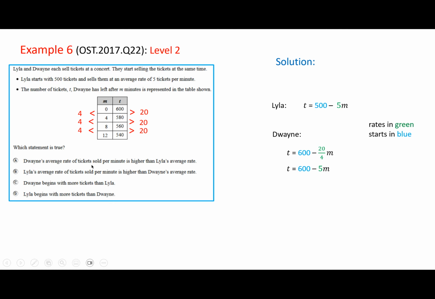Duane's average rate of tickets sold per minute is higher. Is this higher than this? No. Layla's average rate of tickets sold per minute is higher than Duane's. Average rate, no. Duane begins with more tickets than Layla. Yep, see? Yep. Layla begins with more tickets than Duane. It's obviously no, because that's the opposite of this. Okay, that's it.